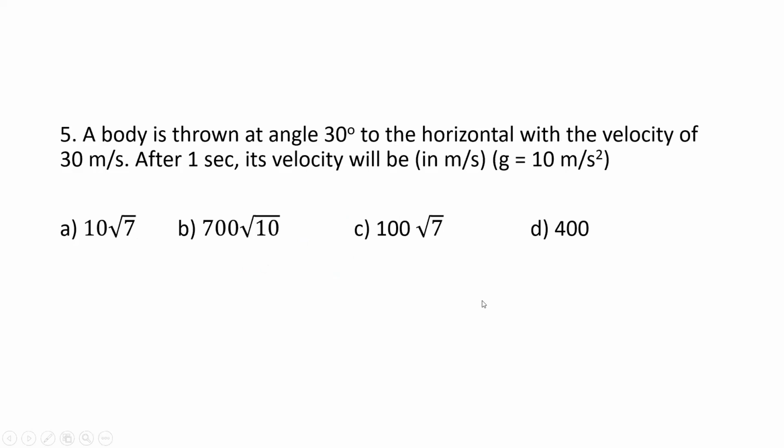Next question. A body is thrown at an angle of 30 degree to the horizontal with the velocity of 30 meter per second. After 1 second, its velocity will be, in meter per second we need to write. The value of g is given as 10 meter per second square. We need to calculate the velocity after 1 second. So let us see the solution.